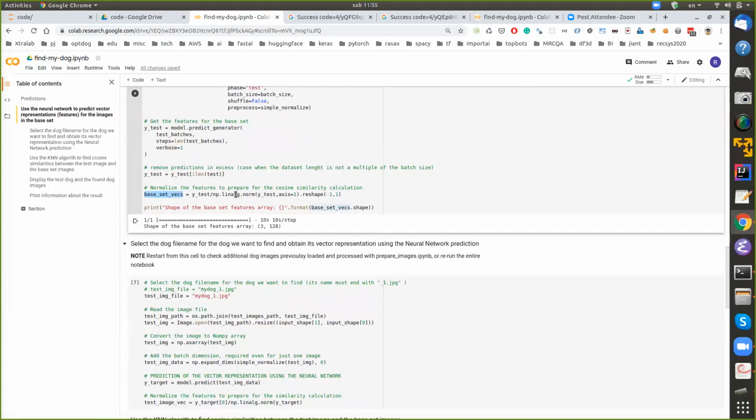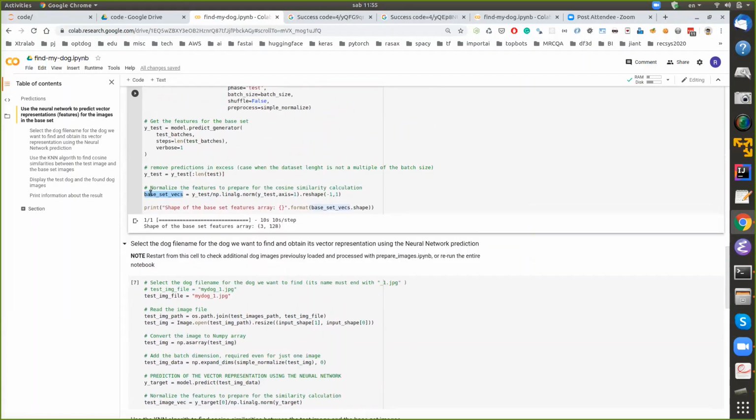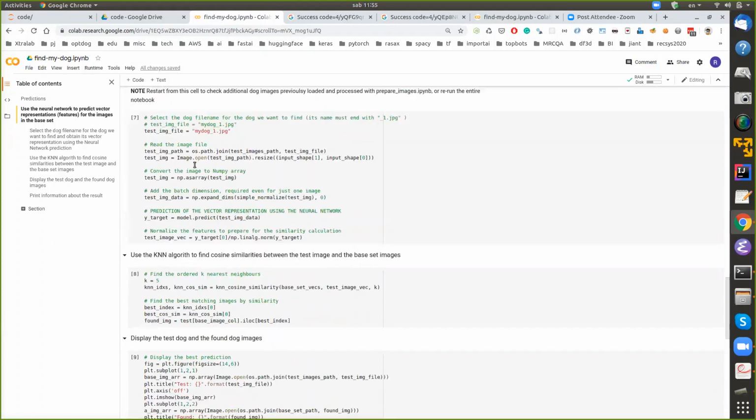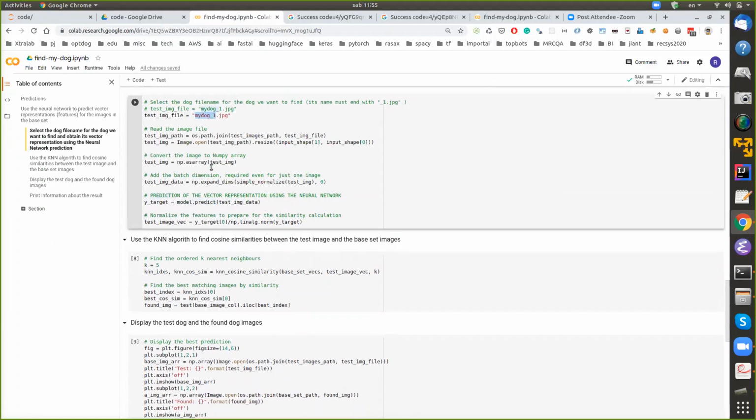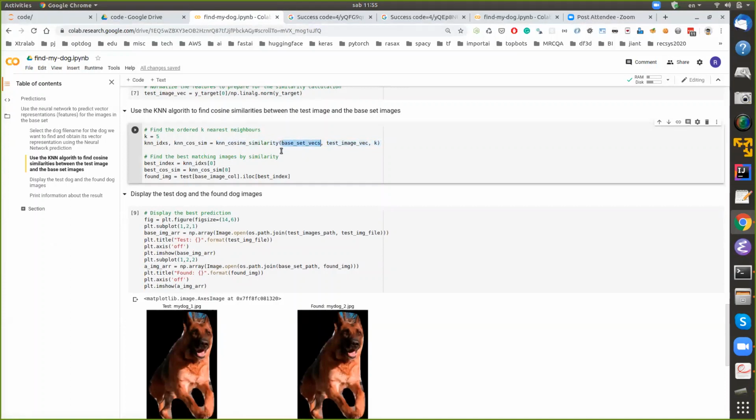And images that are not very similar will have intermediate values between negative one and one. So I already calculated the vector representations here for all the images in the archive. I specify the image I would like to identify. And here I obtain the vector representation for the image that I want to identify. Then I calculate the cosine similarity between all the image vector representations of the archive and my test image.